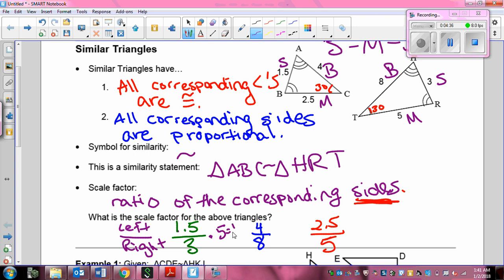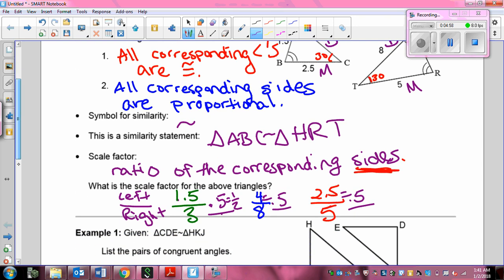That equals 1/2. When you put 4 over 8, that is also 0.5. And when you put 2.5 over 5, that is also 0.5, right? That's a half. These are all the same, 0.5, 0.5, and 0.5. And that means that the ratio of the sides are the same. So this triangle is similar.